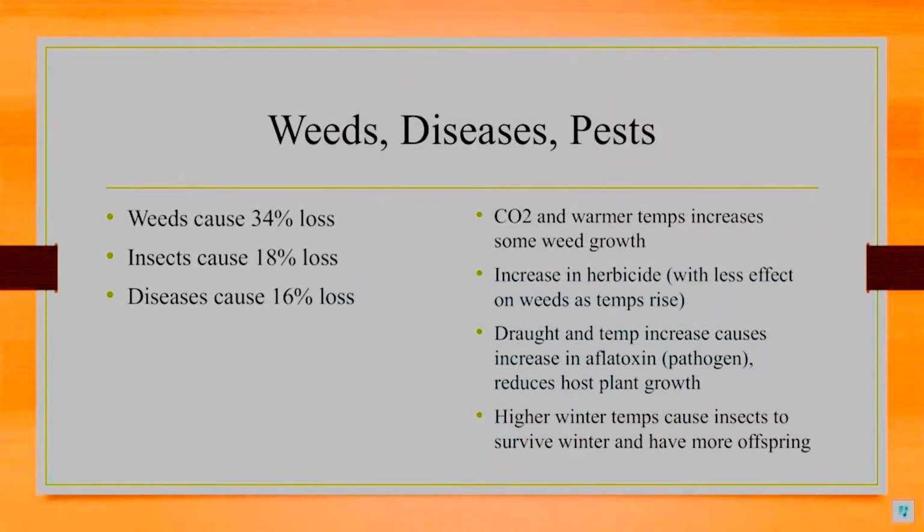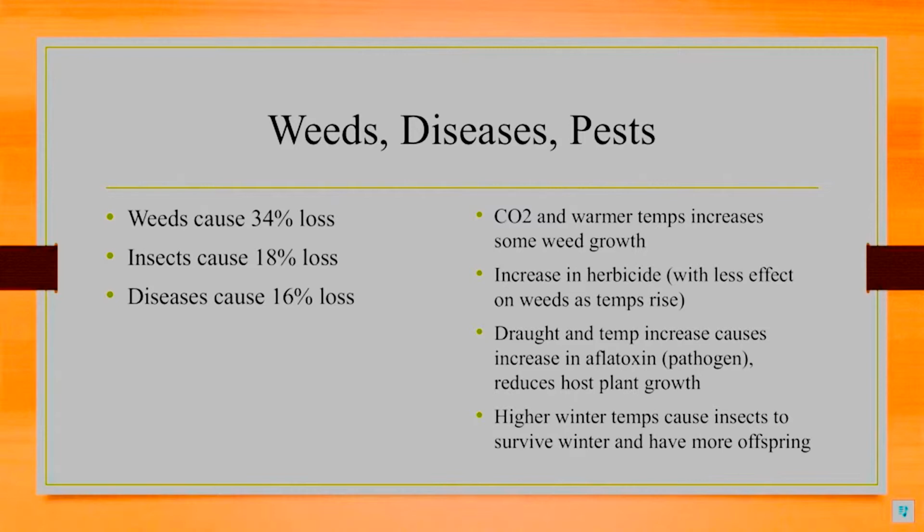Weeds, diseases, and pests. Weeds can cause up to 34% of loss in crops per year right at the present. Insects cause an 18% loss, and disease costs a 16% loss. If climate change continues on its current path, we can expect these percentages all to go up.